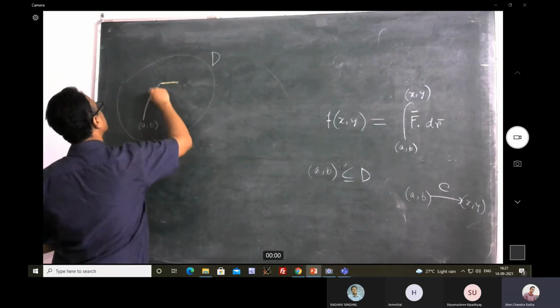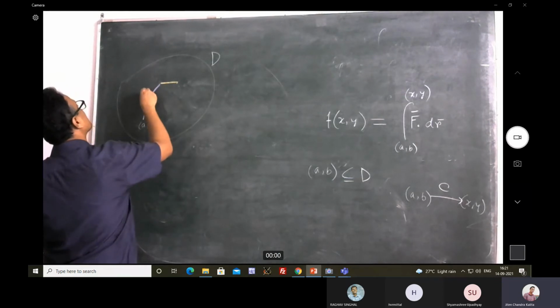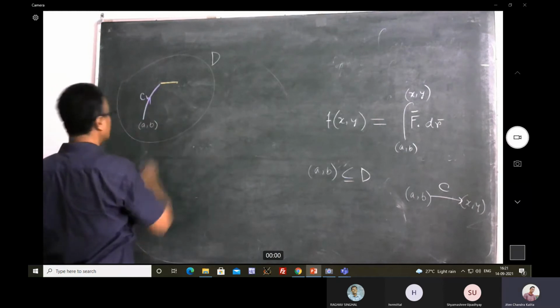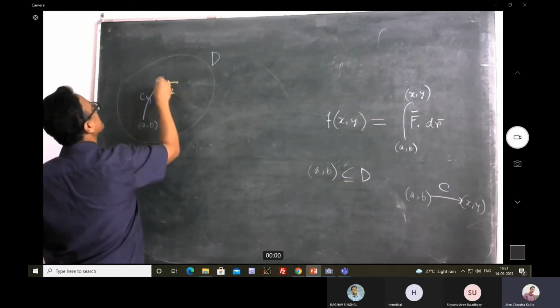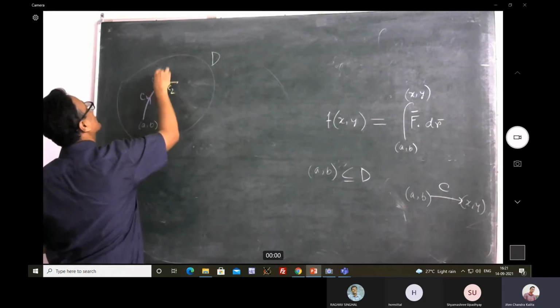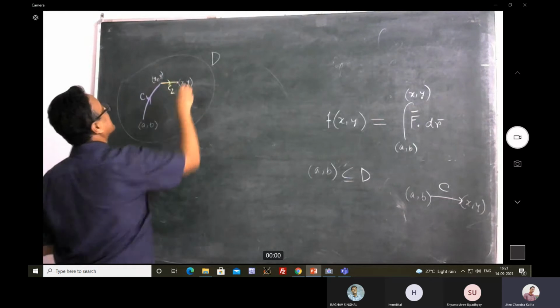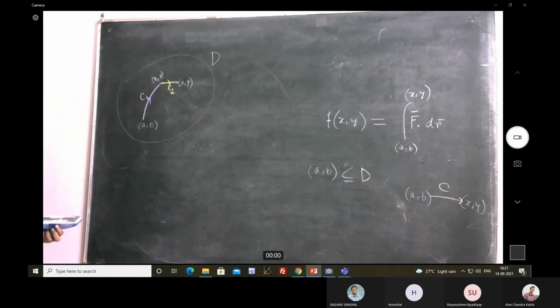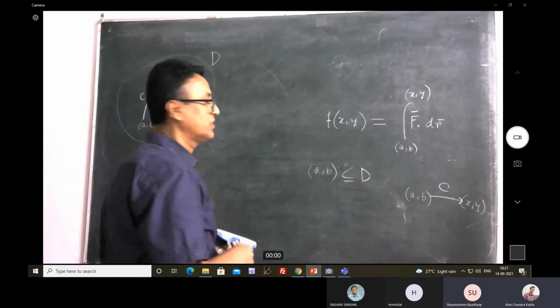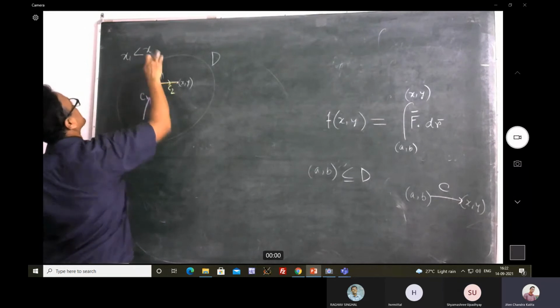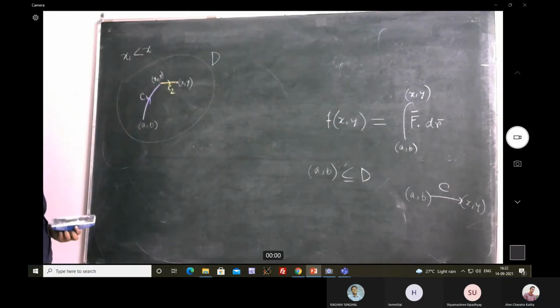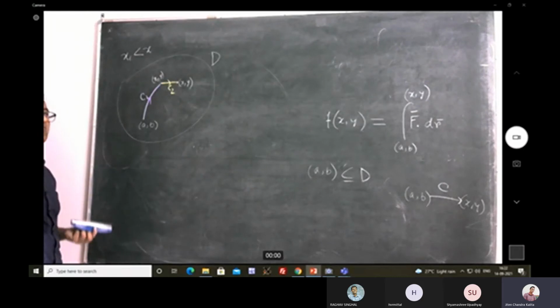So I am considering my C to be consisting of the curve C1 and this C2, where C2 is nothing but the horizontal line segment joining the point x1, y and x, y. Is it okay? X1 is less than x. I have chosen it in that way. It can be less than or equal to x also, but I can keep it like this so that I don't end up with the same point.